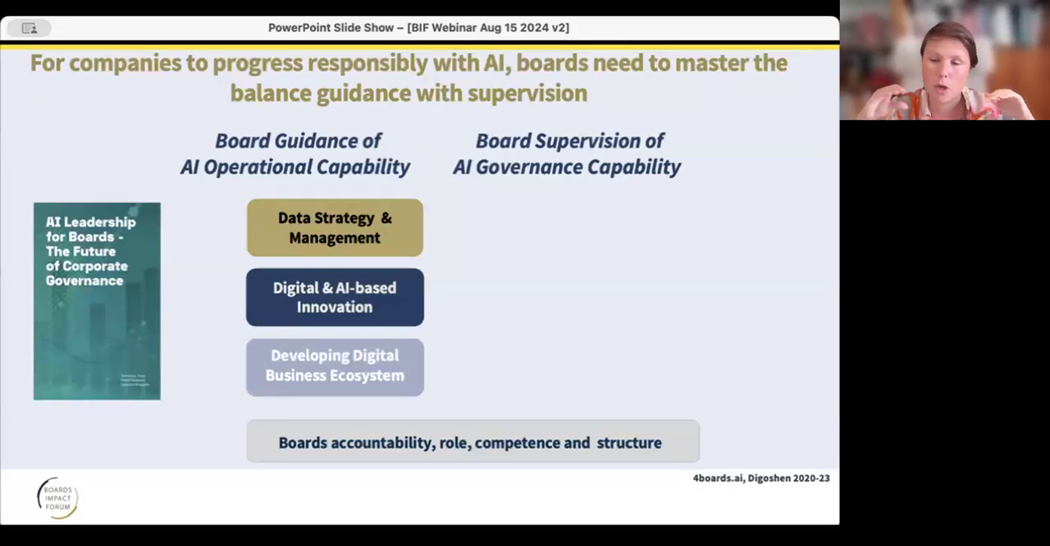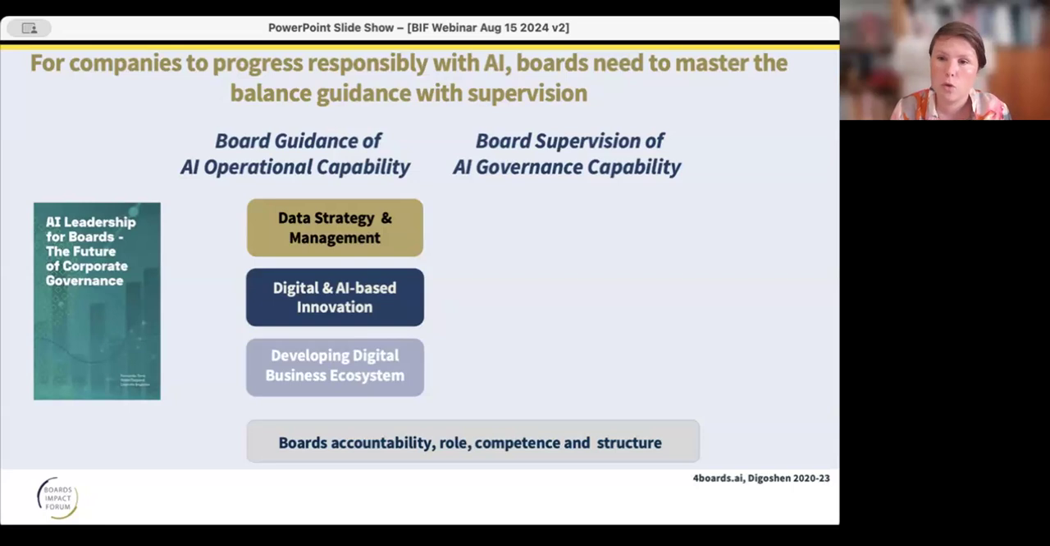So again, always starting from the board's role, the accountability, the structure, the competence, and then really balancing between the guidance and the supervision. Within the guidance, we have been looking into the data strategy and management, the AI that is guiding innovation, and also the ecosystem when we are talking about working with AI. So these are the capabilities that boards should govern.